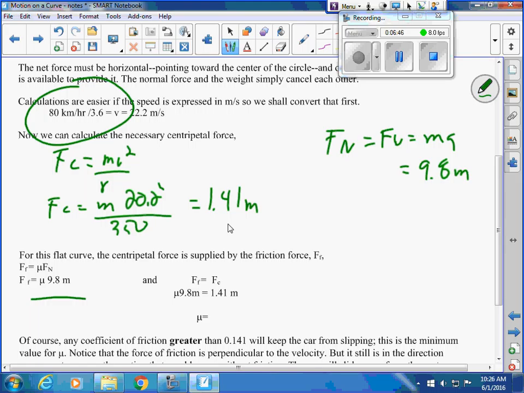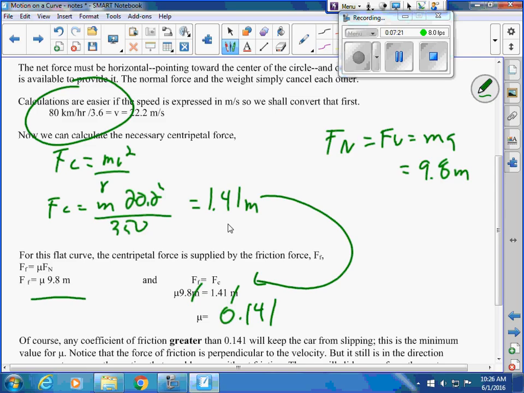So now we've got an equation here with two unknowns, a mu and an m. But we know that the friction force supplies the centripetal force. And so mu times 9.8 m is equal to 1.41 m. And what happens to the m's? They cancel. And they should, right? The mass of Billy's semi should not matter. And so you get a mu value of 1.41 divided by 9.8, which is 0.141.